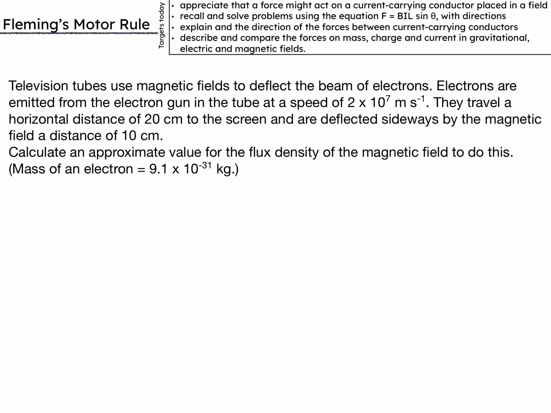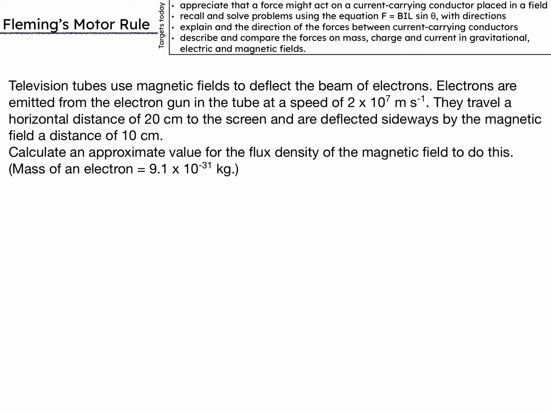So the question is: television tubes use magnetic fields to deflect the beam of electrons. Electrons are emitted from the electron gun in the tube at a speed of 2 × 10⁷ meters per second. They travel a horizontal distance of 20 centimeters to the screen and are deflected sideways by the magnetic field a distance of 10 centimeters. Calculate an approximate value for the flux density of the magnetic field to do this, given that the mass of an electron is 9.1 × 10⁻³¹ kilograms.